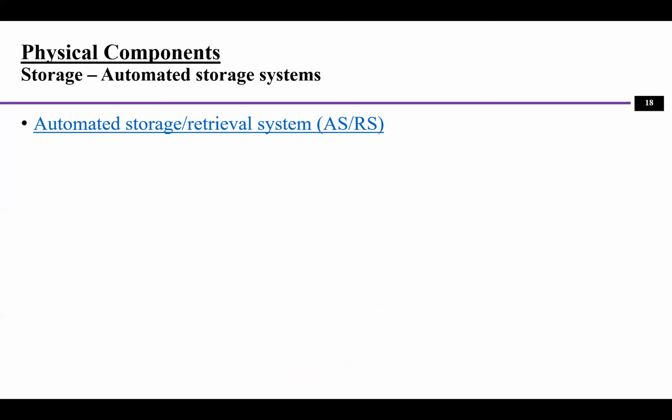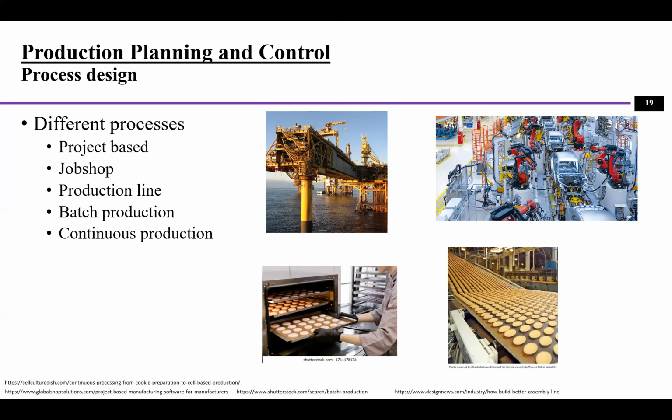Well, now let's get into the second part of this lecture, which is production planning and control. The first one is process design. There are different types of processes, as we discussed in our first lecture. It really depends on what kind of product you're making: food, rockets or cars. The process can all be different. Now let's look at what the categories are.